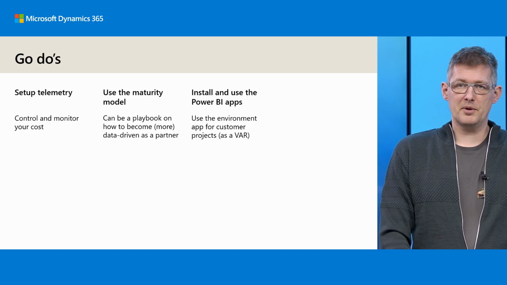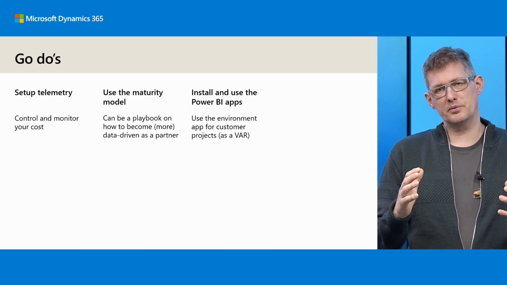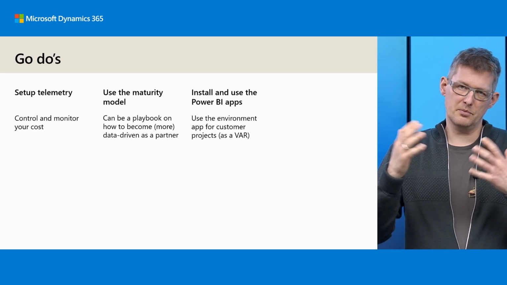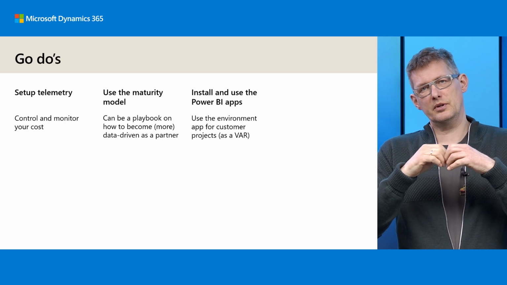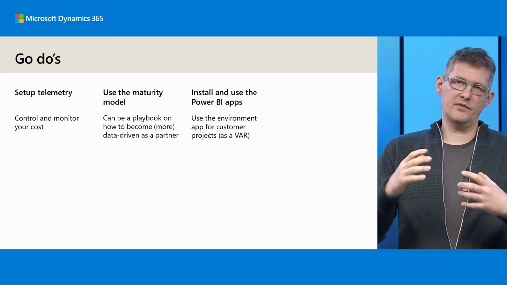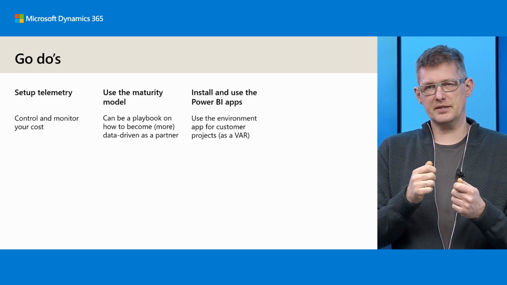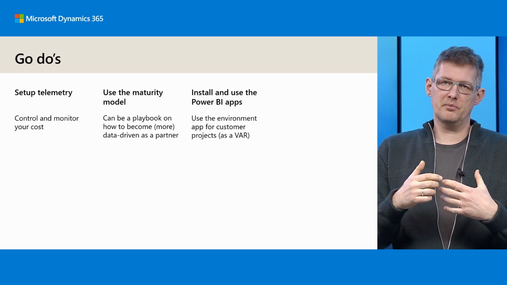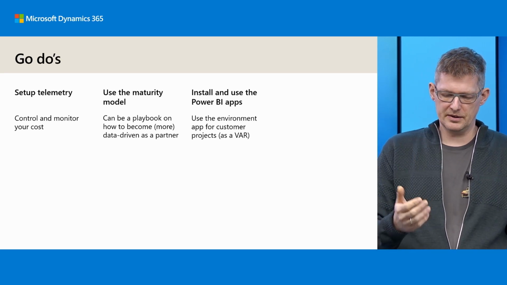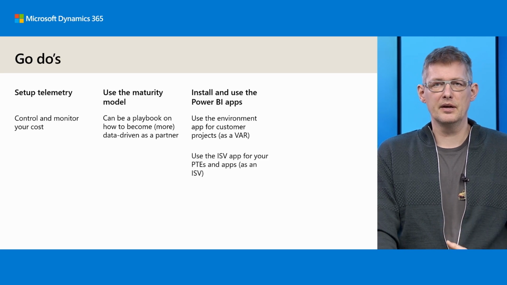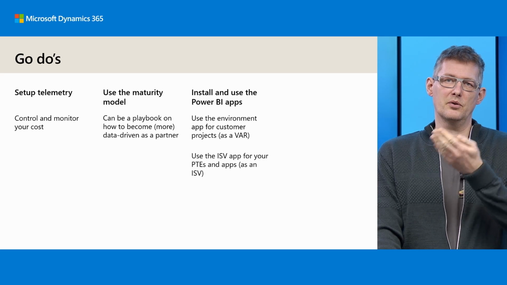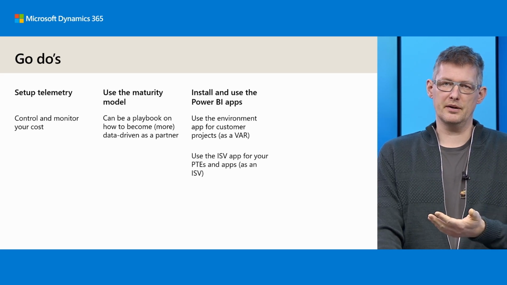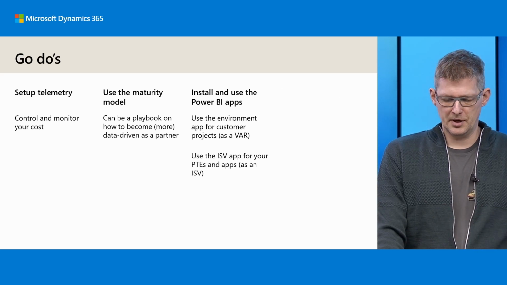Install and use the Power BI apps. I would really try to use the apps in Power BI to take telemetry as data into telemetry as insights. So having visualizations, a way to slice and dice, and pre-built reports, both as a VAR and as an ISV, is something that hopefully can change a lot. There's one as a VAR for customer projects and one ISV version for per-tenant extensions and AppSource apps.